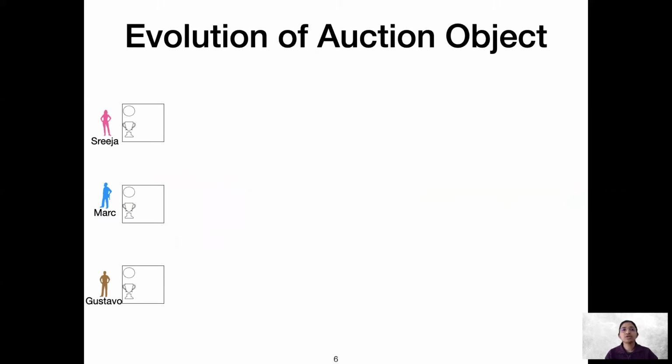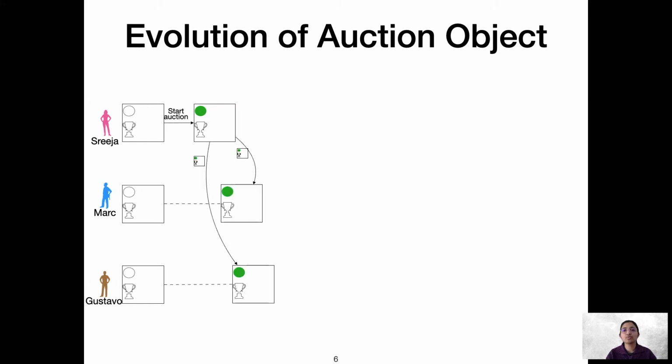Let us take a closer look into the auction example we discussed and observe how the state evolves. Initially, all replicas are in the same state without any active auction. When Srija starts an auction, the status of the auction changes to open, indicated by the green circle. This updated state is propagated to both Mark and Gustavo, and they merge the incoming state into their respective local states. So they have the auction status as open.